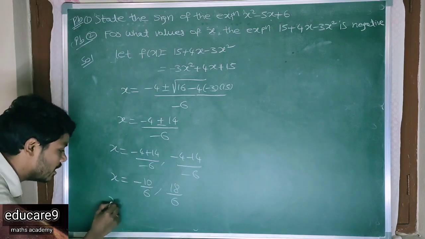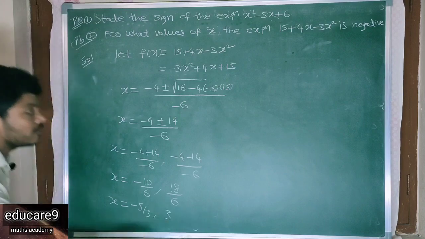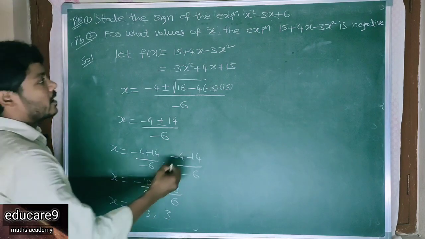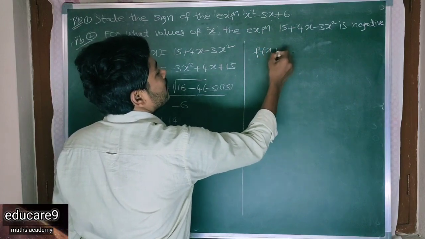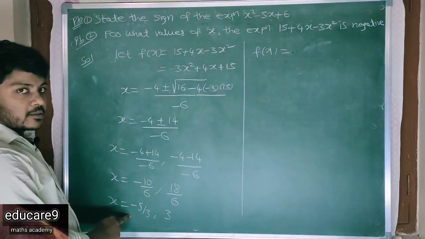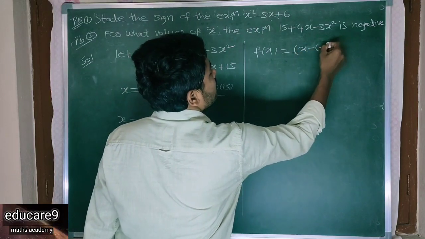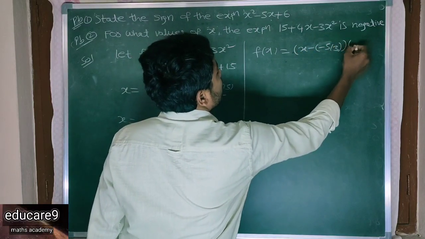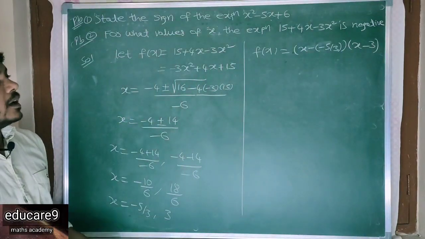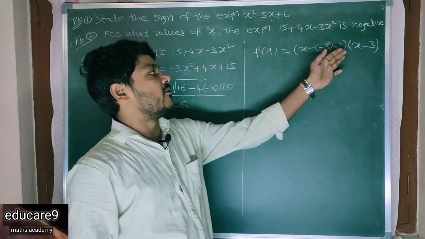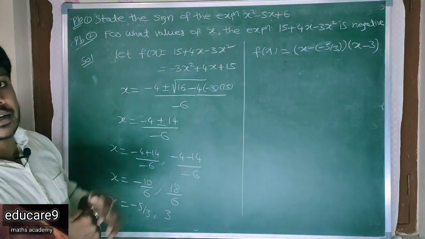So what are the x values? Minus 5 by 3, comma, 3. Therefore f of x can be written as x minus of minus 5 by 3, that is x minus of minus 5 by 3 into x minus 3. Okay, now we have it in the form of x minus alpha into x minus beta. Now draw the graph of the given expression.